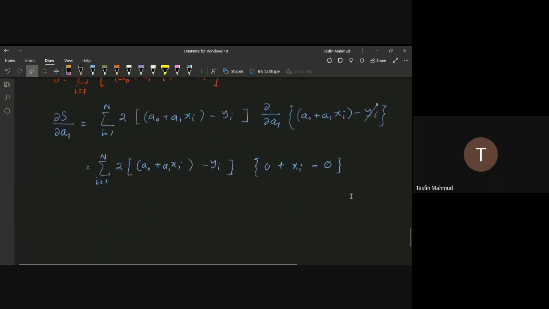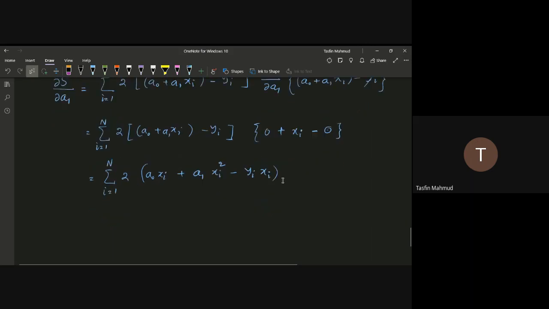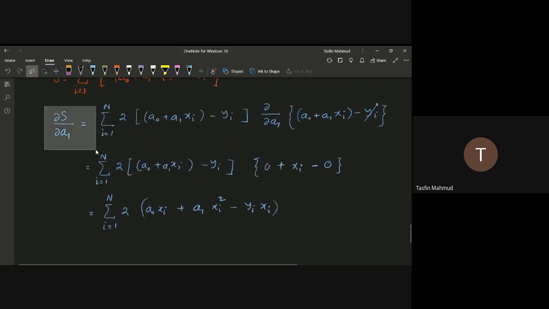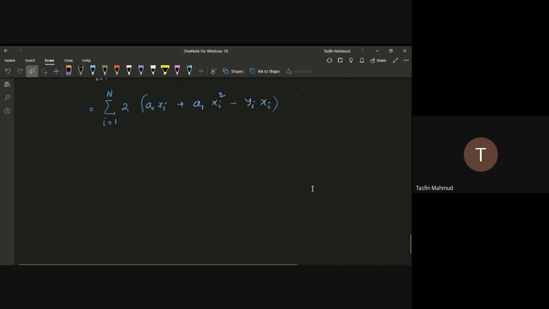So now our expression will become something like this: summation i equals 1 to n, here we have a 2, and we are going to multiply this xi with these portions. So we will get a naught xi plus a1 xi square minus yi xi. Okay, so now we are going to equate this thing with 0.